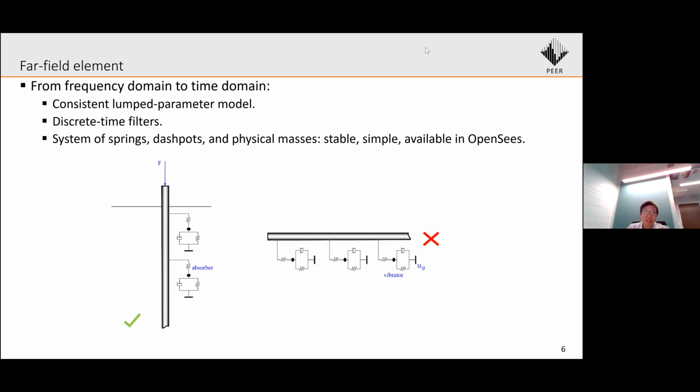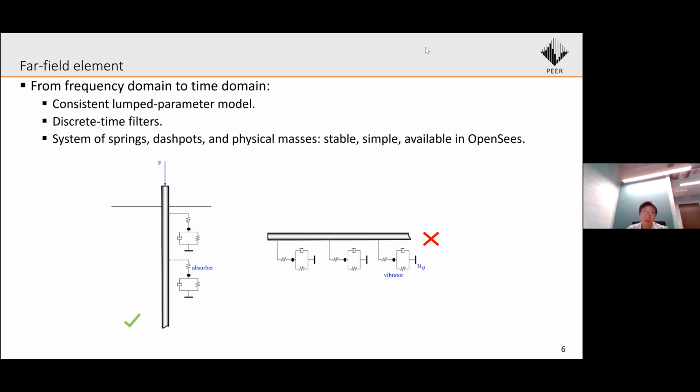And to consider the nonlinearity of the interaction problem, we need to analyze the problem in time domain. Our previous results, the impedance functions, are shown in frequency domain. So how do we transfer from frequency domain to time domain? We have several methods, for example, the consistent lumped parameter model or the discrete time filter, as Professor Chen presented before. Or we can use a system of spring, dashpot, and physical masses. The third one is stable, simple, and all of the elements are already available in OpenSees.